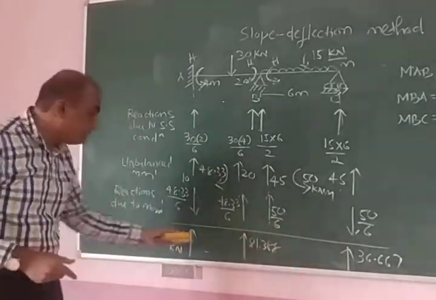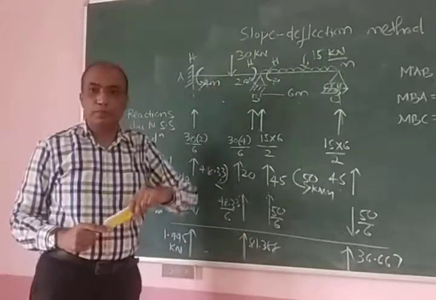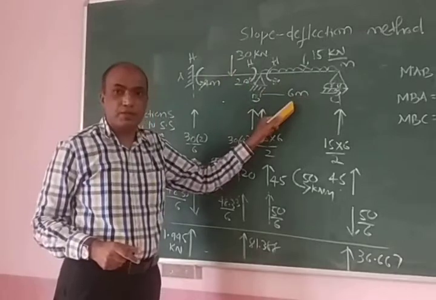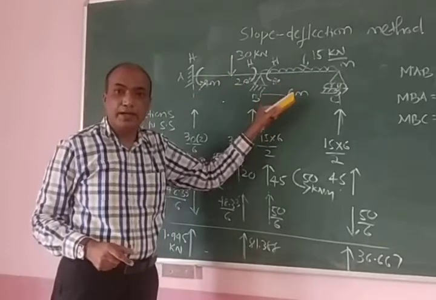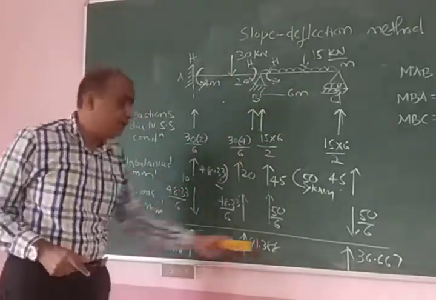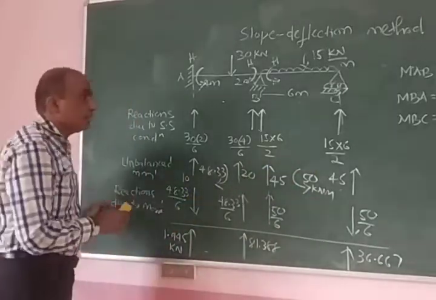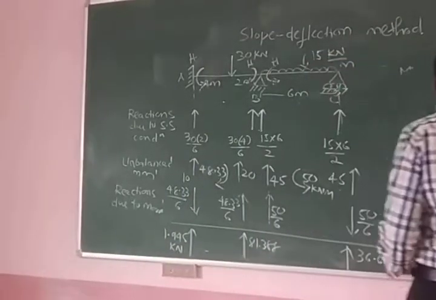Now you add all the three reactions, it should be equal to the total load. What is the total load? 30 plus 15 into 6. How much is 15 into 6? 90. 90 plus 30, 120. If you add, you must get 120. You will get it. Okay, having done this, now we have to draw the shear force diagram.